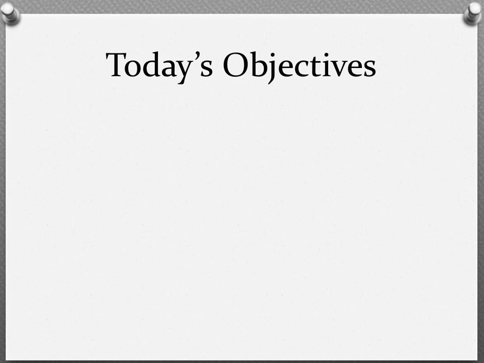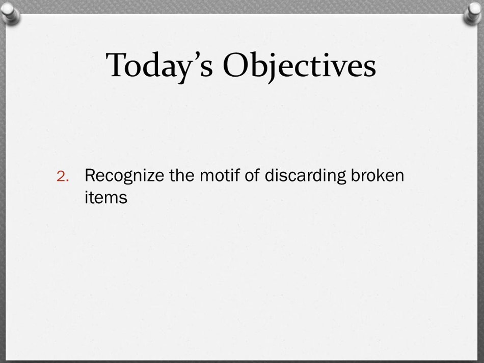Our objectives today were to recognize motifs. A motif is a recurring structure, something that happens over and over again in a novel, or in this case, a novella, such as the one we're reading. And the motif we want to recognize is the motif of discarding broken items, people, or animals that we see in Of Mice and Men. And our primary objective is to pick out SAT vocabulary.